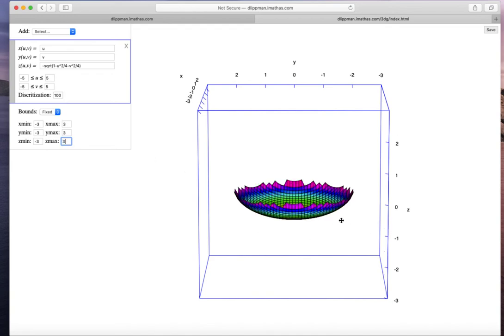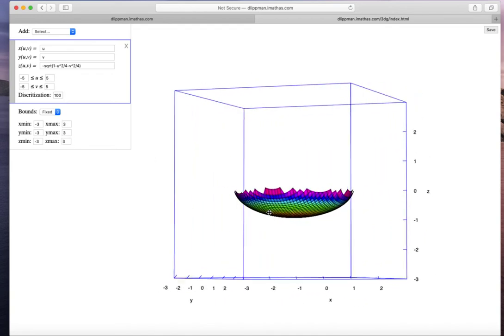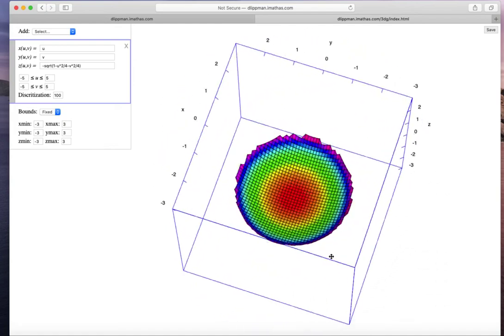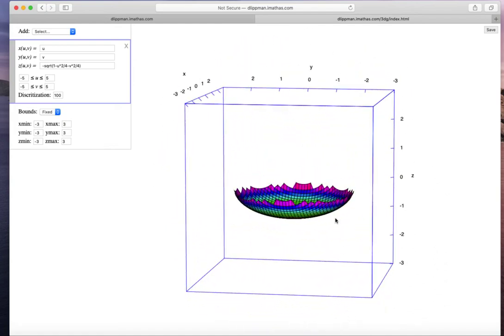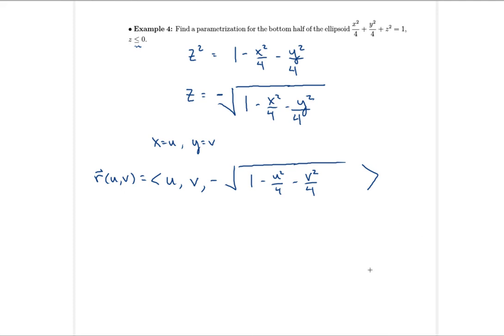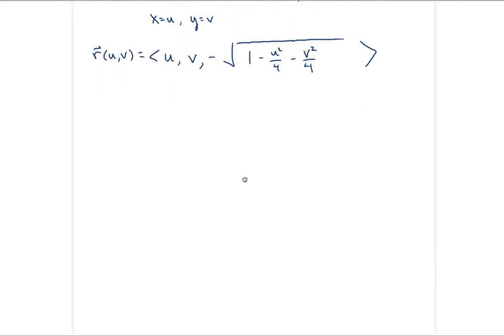Okay, that would help me see the bottom half of that ellipsoid just a little bit better. All right, so now let's talk about a different way we might do this. One of the things that we studied at the very end of chapter 9 is the idea of using polar coordinates, cylindrical coordinates, things like that.